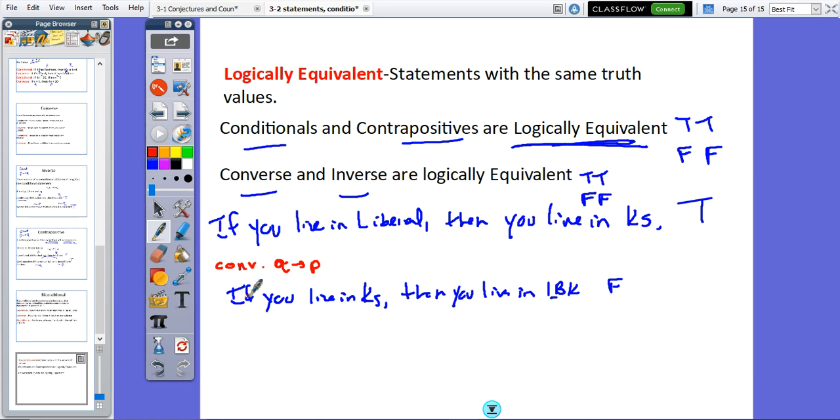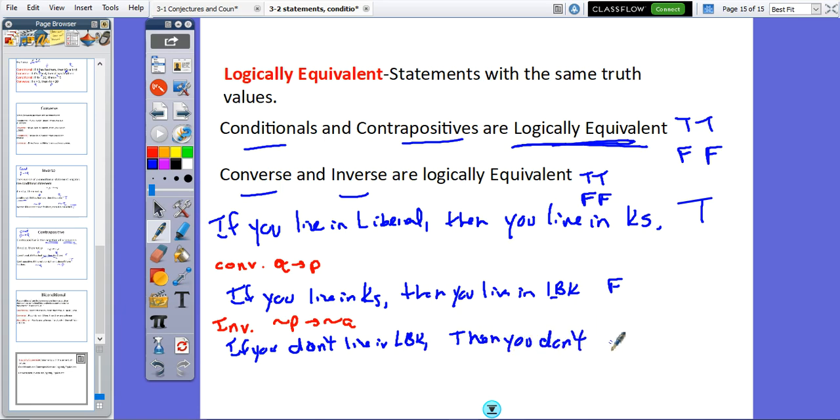What about the inverse? Remember, inverse keeps the statement the same, but it negates it. So not P implies not Q. What happens there? Well, let's look at that. If you don't live in Liberal, then you don't live in Kansas. Is that a true statement or not? Don't live in Kansas. Yes or no? No, that's a false statement as well. Just because you don't live here in Liberal doesn't mean you don't live in Kansas. So that's a false statement.